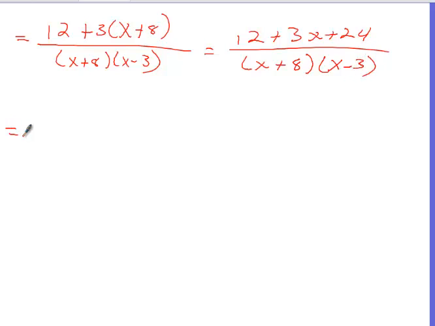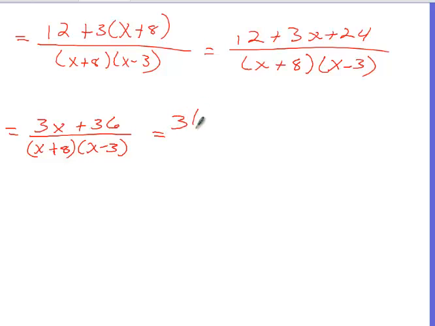All right, can anything group up on top? Can I combine anything? Okay, the 12 and the 24, right? So what's 12 plus 24? 36, all over x plus 8. I said plus 8, thank you. And x minus 3. Anything I can factor out of the top between 3x and 36? 3. So if I pull out a 3, that leaves me with an x plus 12 all over x plus 8 times x minus 3.